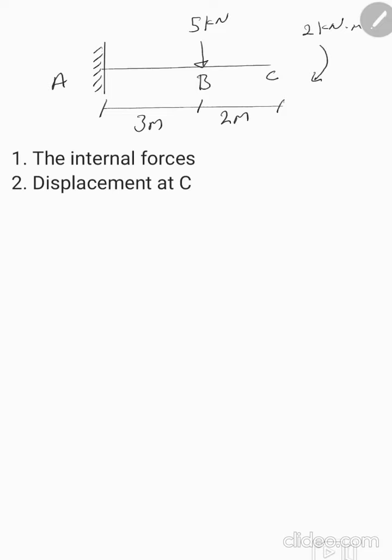So first of all, we should check the structure, whether it is determinate or indeterminate. Here we have a beam, and the rule is the number of unknowns minus the number of equations. Here the unknowns, we have three.